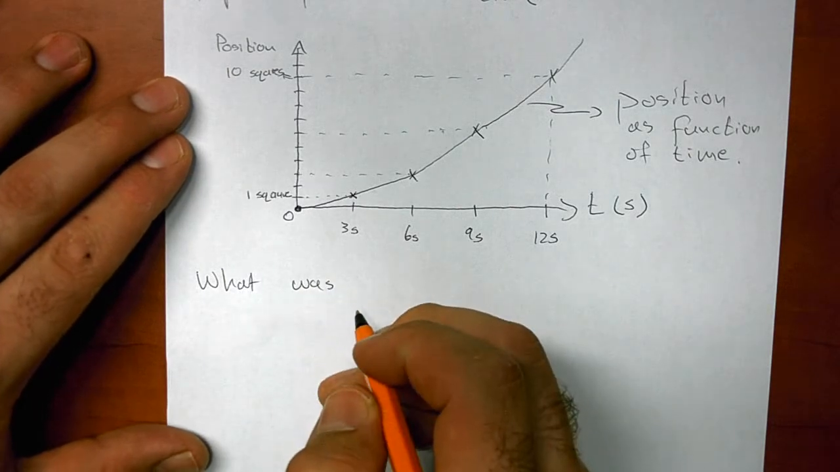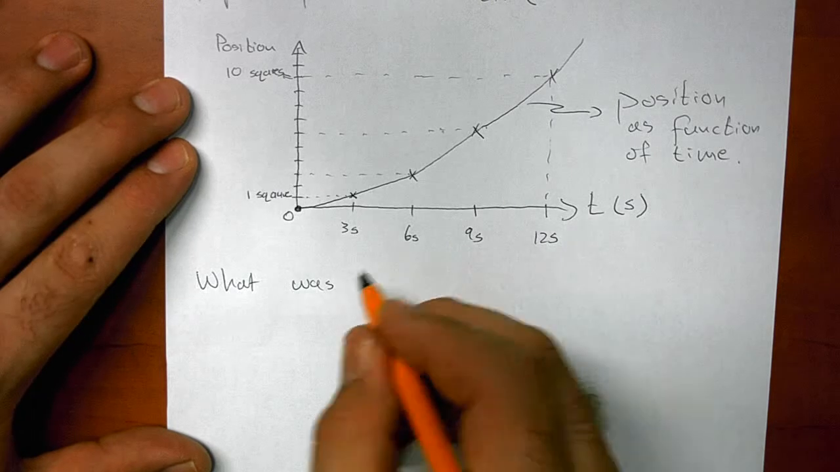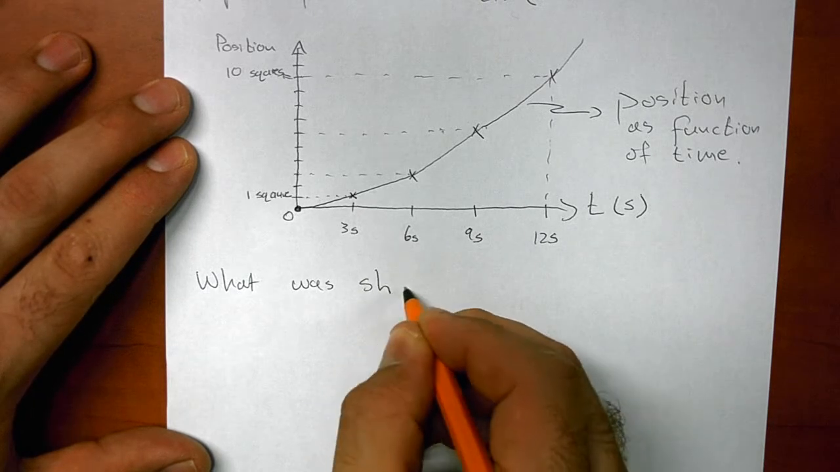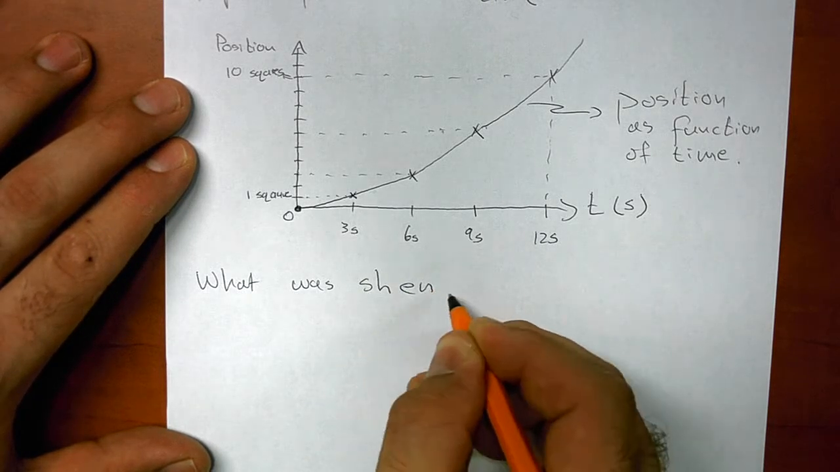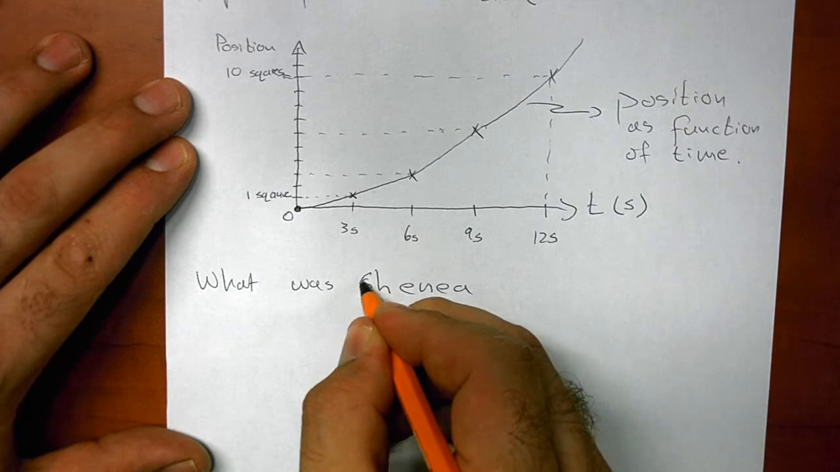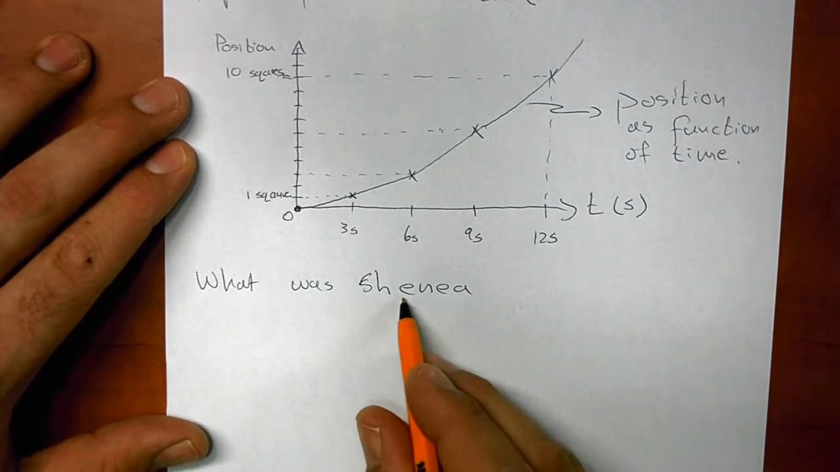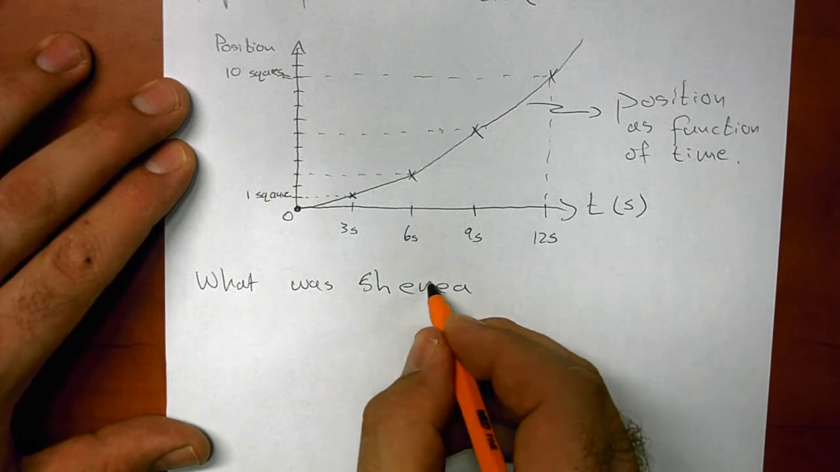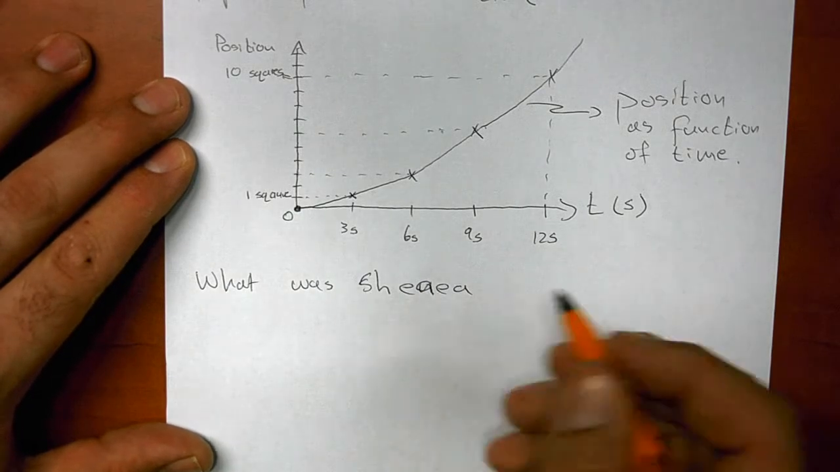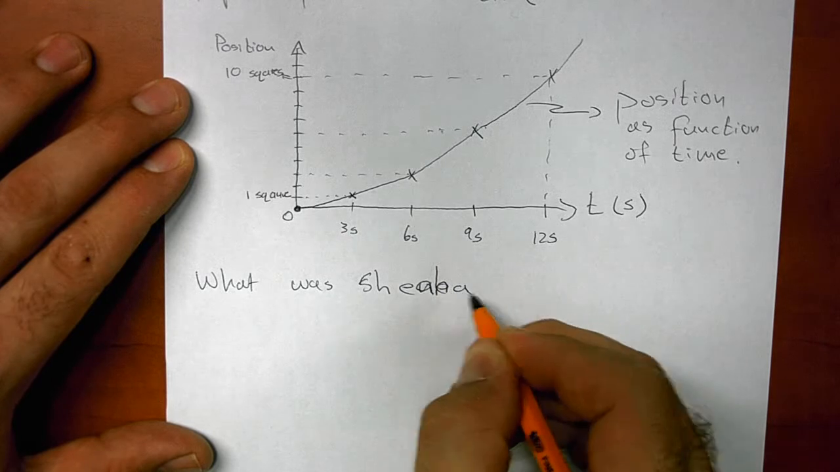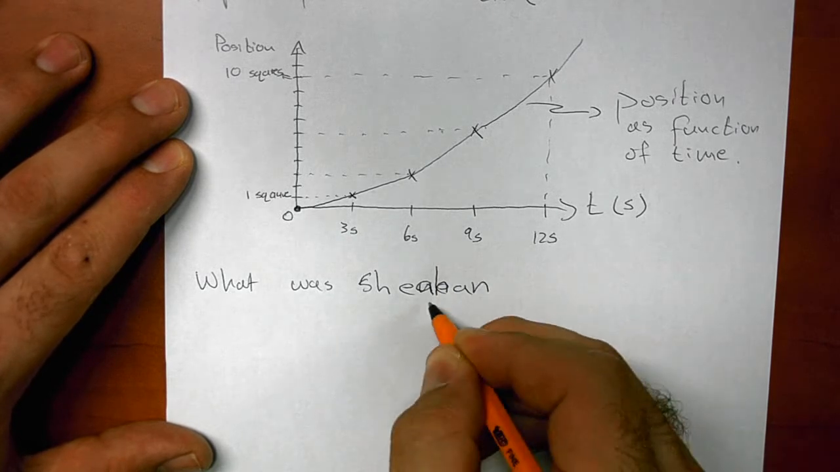Sorry, how do I spell your name? S-H? E-N? E-A? S-H? E-A. Aha. H-A-N. Sheehan. There we go.